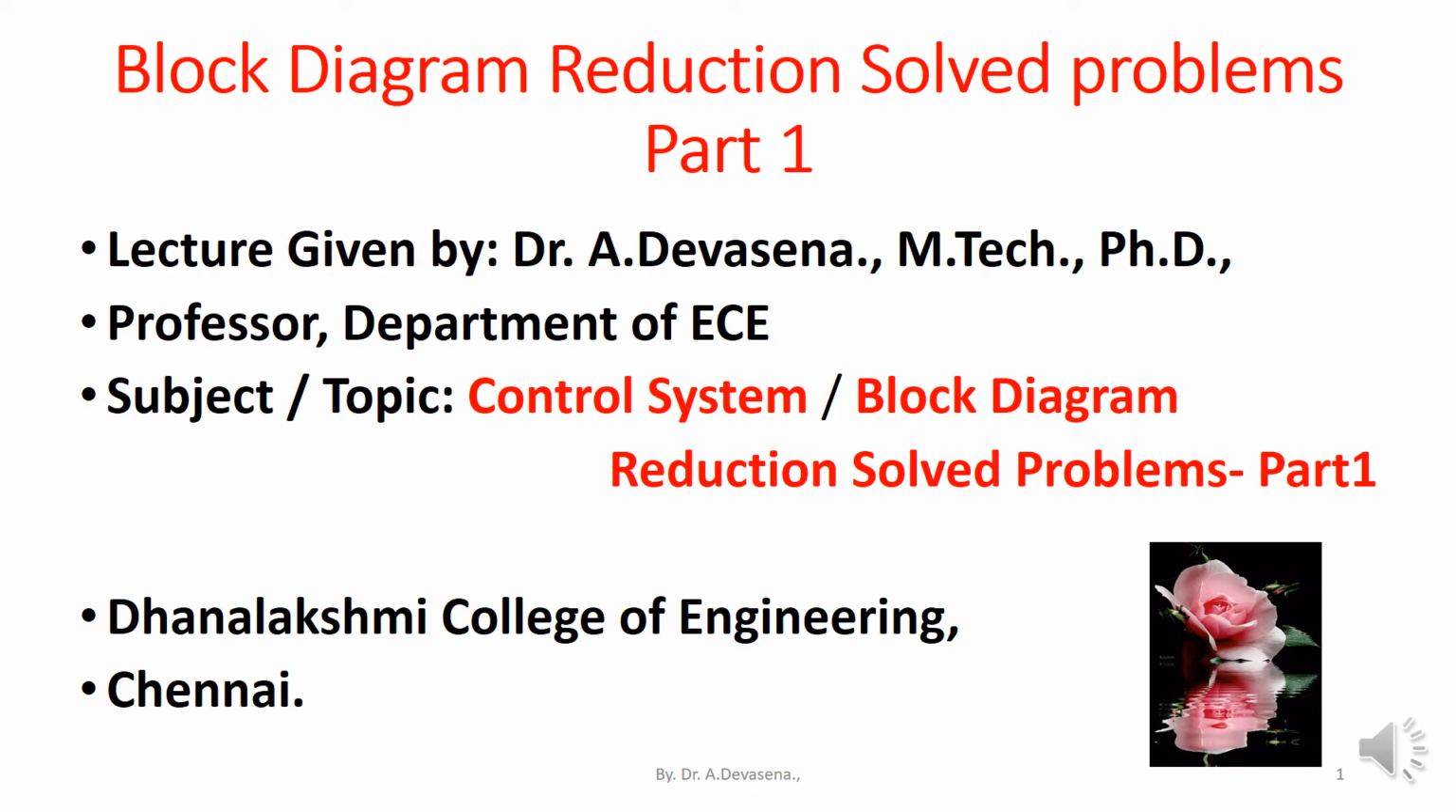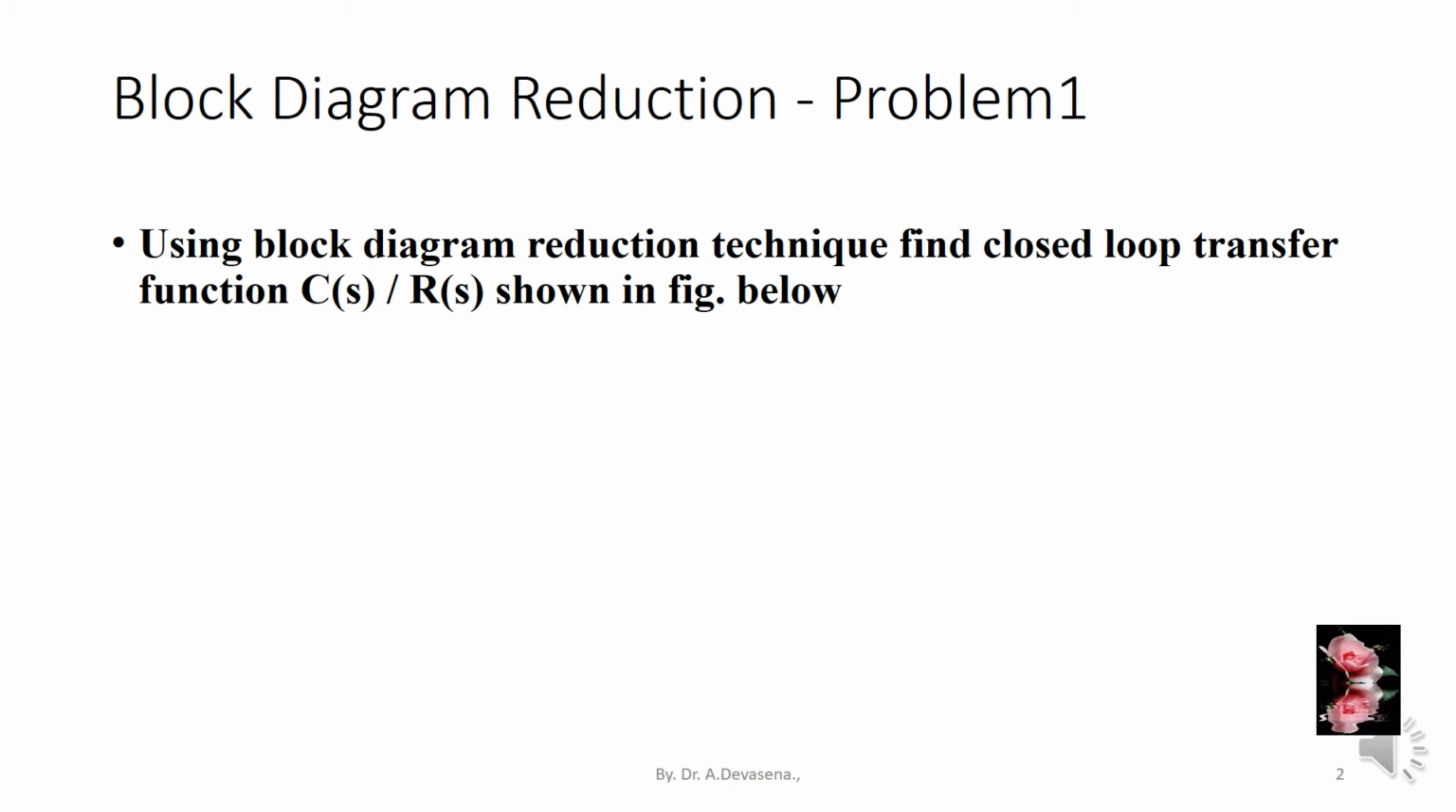In this lecture, we are going to discuss block diagram reduction solved problems part 1. This topic is present in the subject control system. Block diagram reduction part 1. Using block diagram reduction technique, find the closed loop transfer function C(s)/R(s) shown in the figure below.